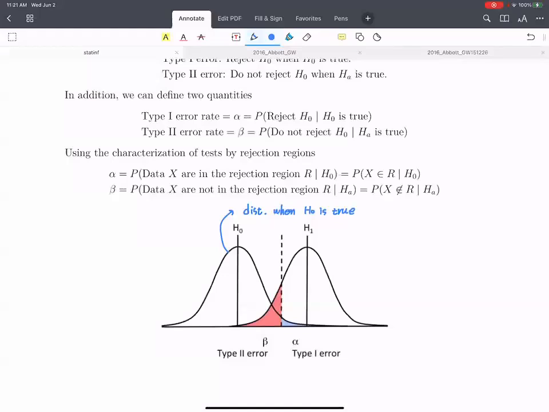And similarly, we define the distribution on the right, the distribution when the alternative is true. And the vertical dashed line indicates the rejection rule. So in this way, we reject the null, and for the other way, we do not reject the null.